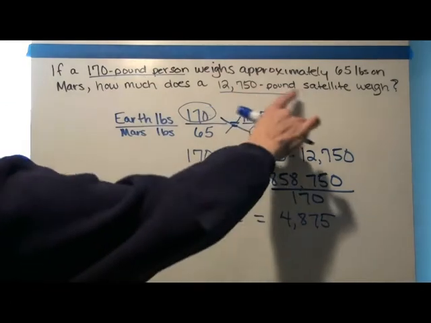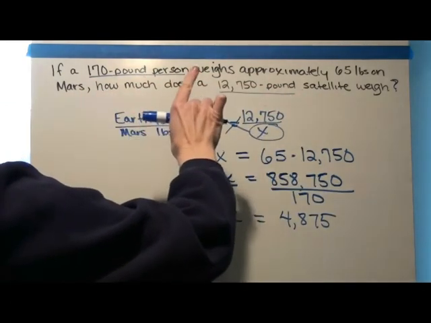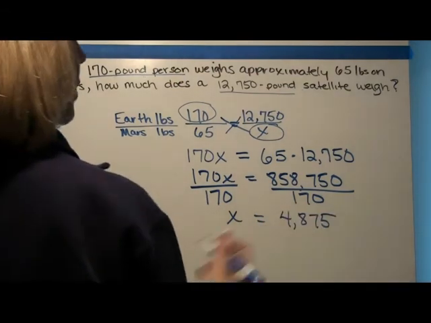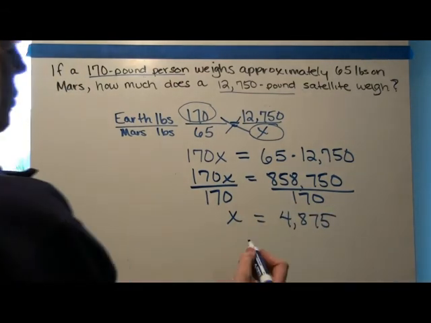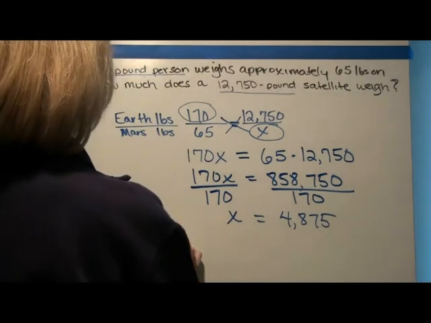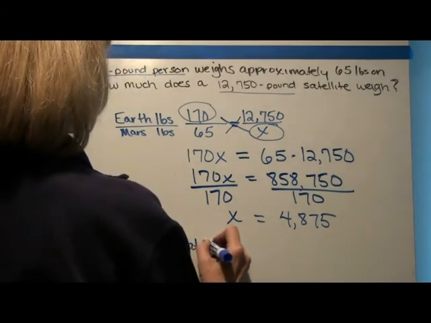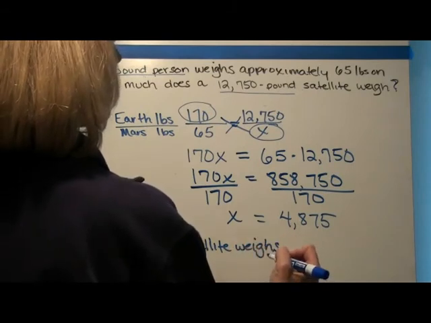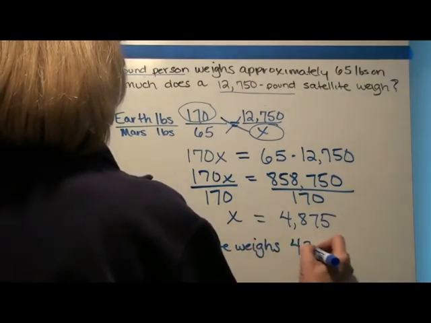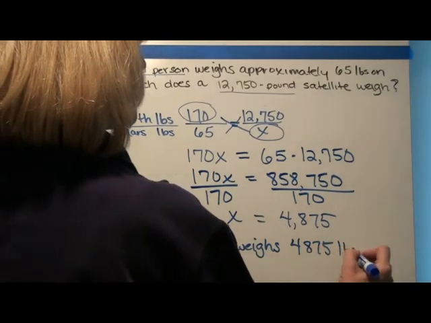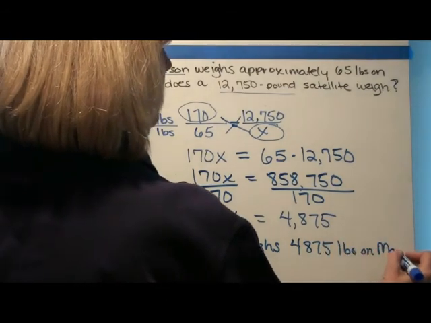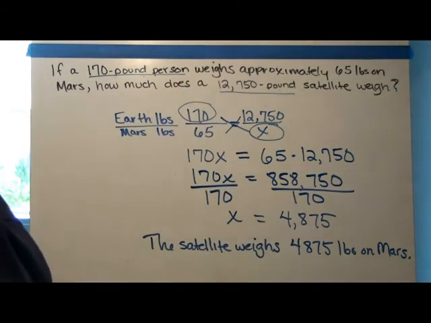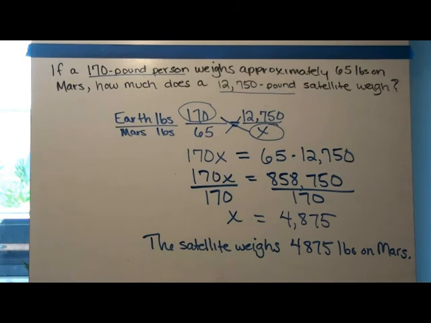The question didn't ask for x, it asked how much the satellite weighs on Mars. So we need to take our answer and interpret it for the person who asked the question. Basically, the satellite weighs 4,875 pounds on Mars. Make sure they understand that your answer is addressing their question. Now let's move on to example number 2.